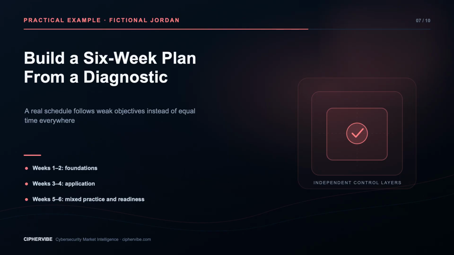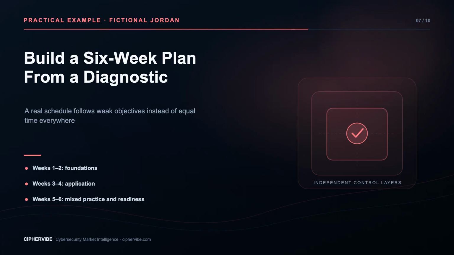Week 5 mixes domains under timed conditions. Jordan practices performance-based scenarios and checks whether scores remain stable on fresh material. Week 6 reduces new content, revisits red objectives, rehearses the exam interface and logistics, and protects sleep.